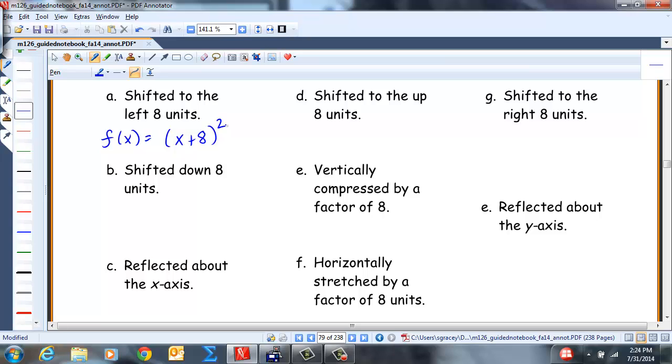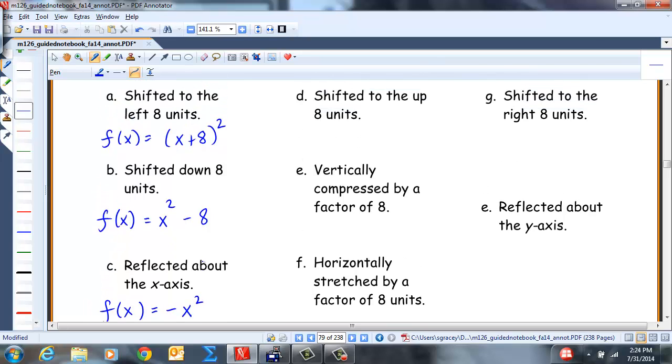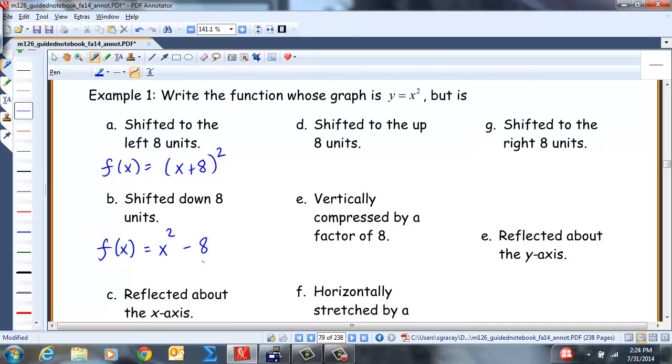Shifting down, that's a vertical shift. So you would have your function squared, but you'd subtract 8 from each y value. Reflected about the x-axis means that whatever was positive is now negative and vice versa, so it would be negative x squared. The negative is outside of what's being squared.